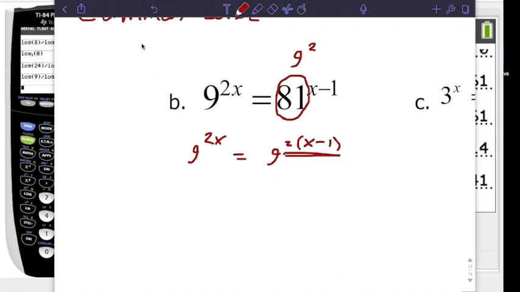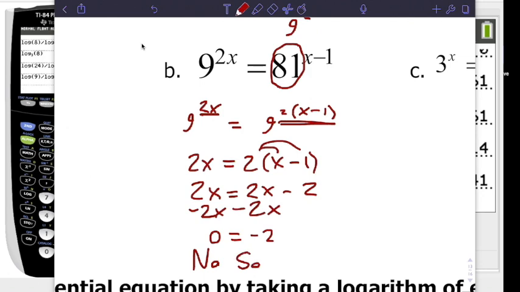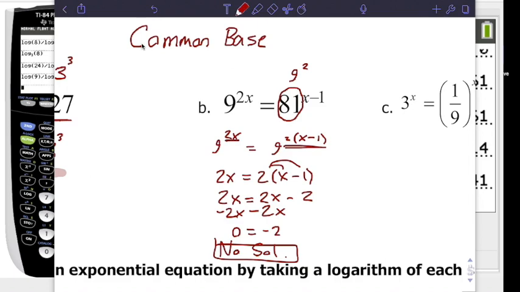With these, you want to set your exponents equal. You can either distribute that 2 first, or you can write it like this: 2x equals 2 times x minus 1. Most people are going to distribute right away. Okay, and then you get 2x minus 2. If you subtract 2x from both sides, your x's actually cancel out, and you get 0 equals negative 2. Usually with algebra, if we get something that is not equal, we say this has no solution. So sometimes you'll get them where they have no solution if all your x's cancel out.